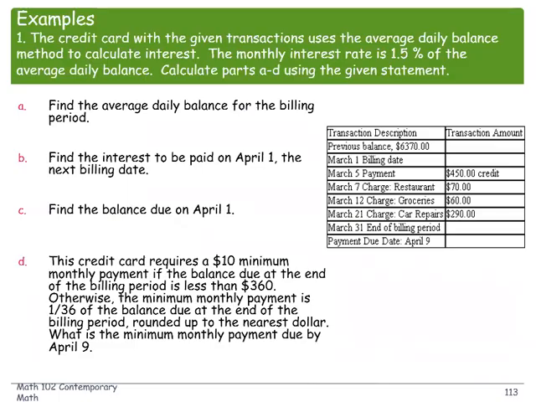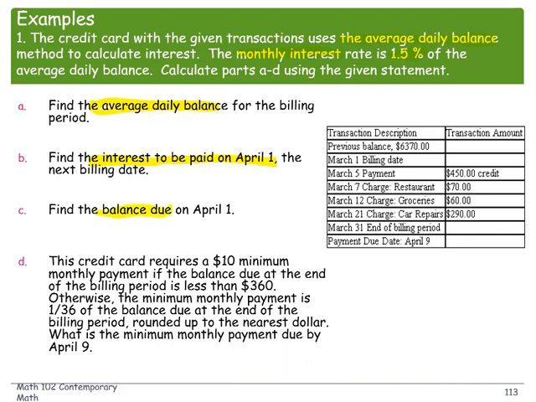Let's see an example. The credit card with the given transactions uses the average daily balance method to calculate interest. The monthly interest rate is 1.5% of the average daily balance. Calculate parts A to D using the given statement. This is for the month of March. Part A, find the average daily balance. Part B, find the interest that has to be paid on April 1, which is the next billing date. Part C, find the balance due on April 1st.